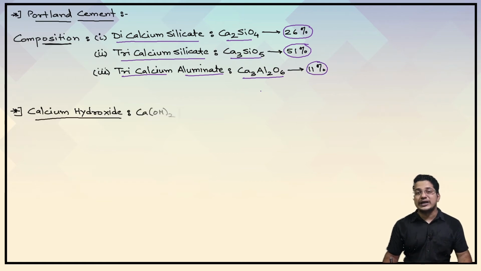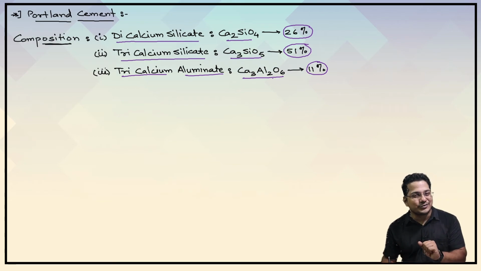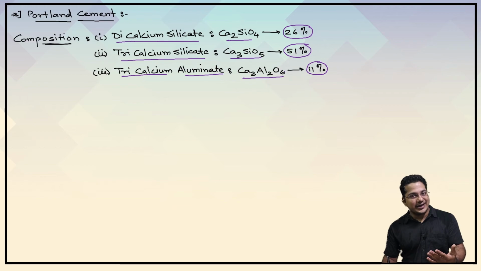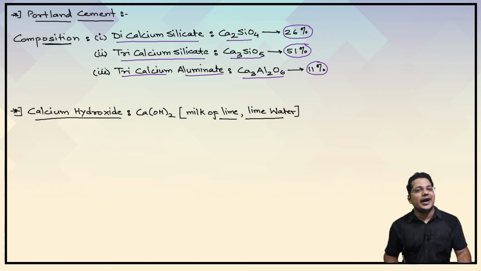Again, what is Portland cement? Portland cement is a cement made from calcium compounds. Which compounds? Dicalcium silicate, next tricalcium silicate, and the last one, tricalcium aluminate. Tricalcium aluminate is the least, tricalcium silicate is the most, and dicalcium silicate is moderate. Okay. Further, the next one that we will be learning is calcium hydroxide.